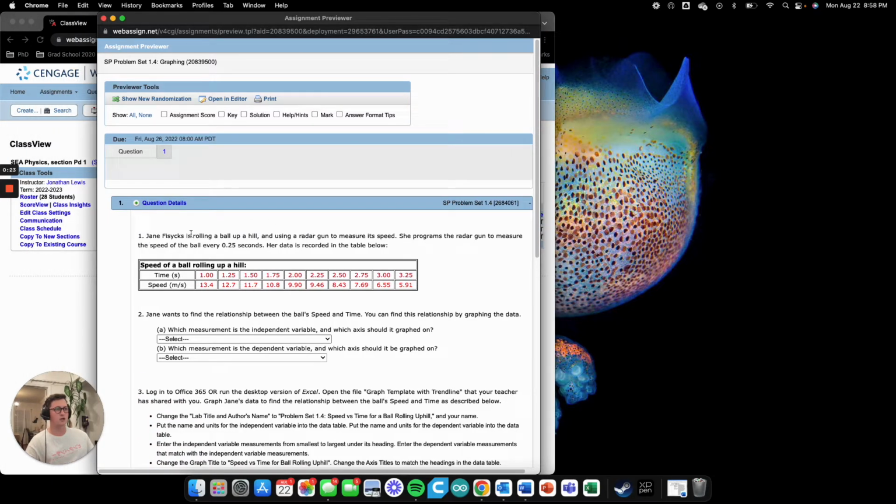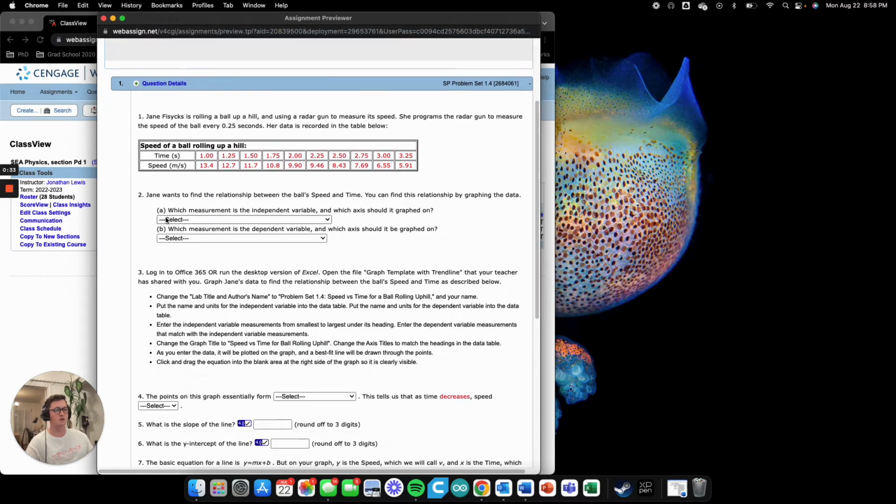Okay, so Jane Physics is rolling a ball up a hill. Using a radar gun to measure its speed, she programs the radar gun to measure it every 0.25 seconds. Here's her data. She wants to find the relationship between the speed and the time. You can find this relationship by using a graph.